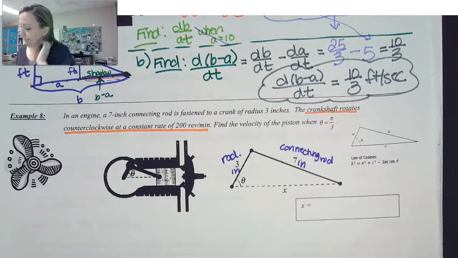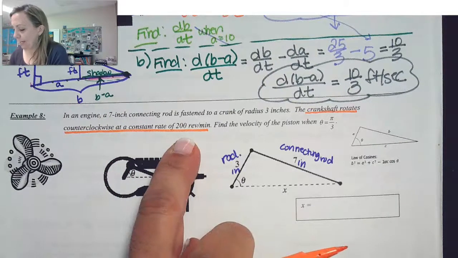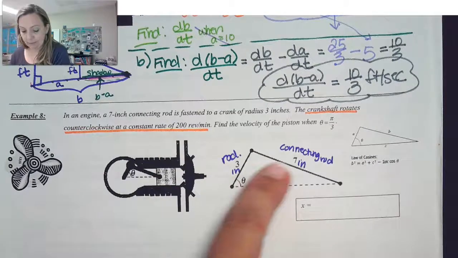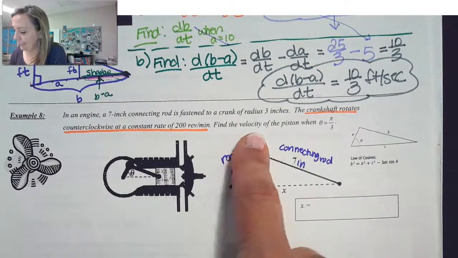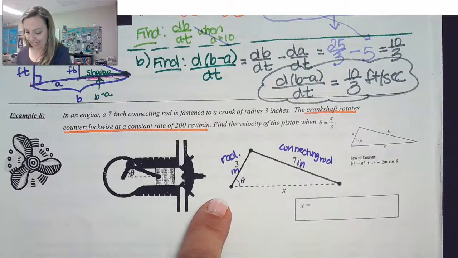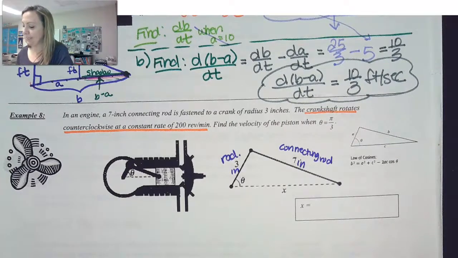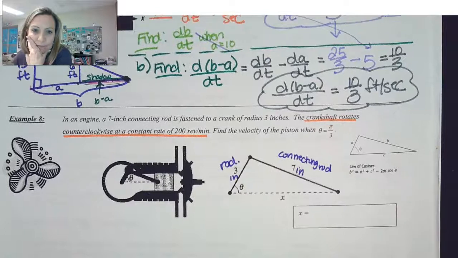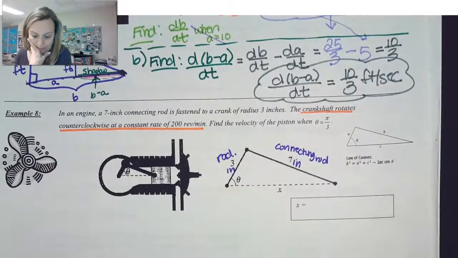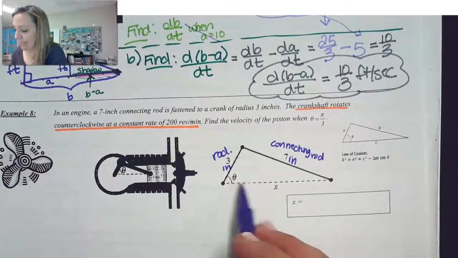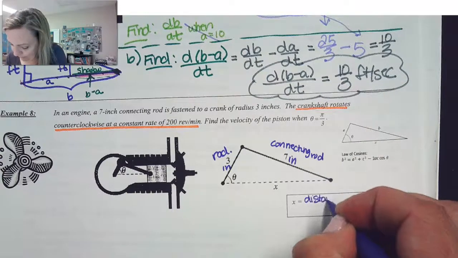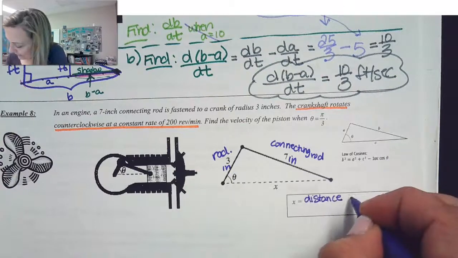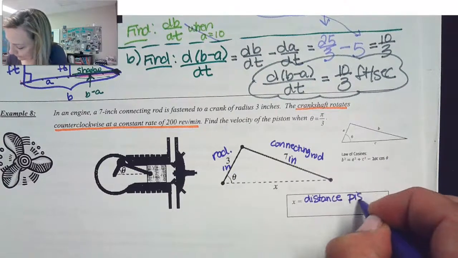Okay, so that's a revolution. We don't have any revolutions in this problem. I wonder what we could do. And then it wants us to find the velocity of the piston. And the velocity of the piston, remember, is going to be the derivative of the distance of the piston. And that's what's happening here. That's what this x is, you guys. X is going to represent the distance that the piston is moving.